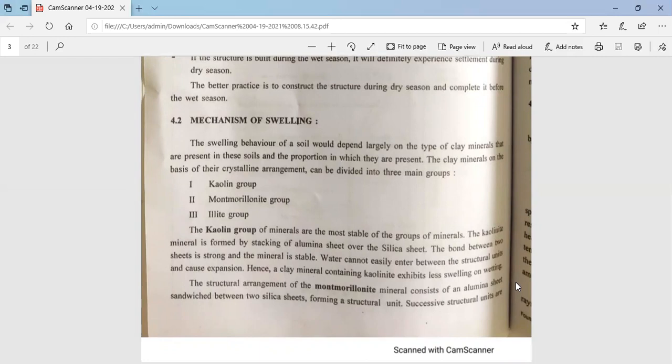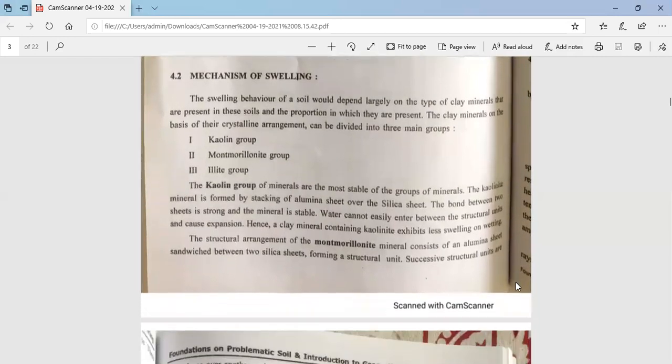So water cannot easily enter between the structural units and cause expansion. So clay minerals containing kaolinite exhibit less swelling on wetting. Now the structural arrangement of montmorillonite mineral consists of an alumina sheet sandwiched between two silica sheets, forming a structural unit.